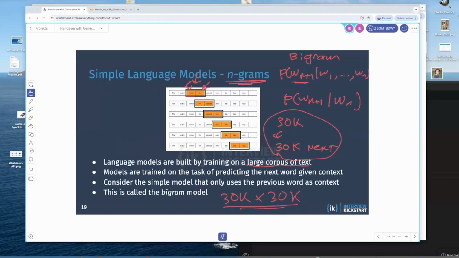But if I want to look at the last two or three words, this table is going to grow. It's going to grow to 30K to the third if I'm looking at the previous two words and the current word, or it's going to grow to 30K to the fourth if I look at the previous three words and the current word. And this number is getting really, really big really quickly. So this idea, I call this the bigram with two. This n-gram is a generalization where I could keep any n-1 previous words.